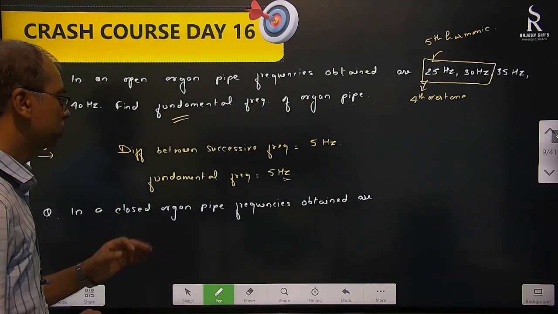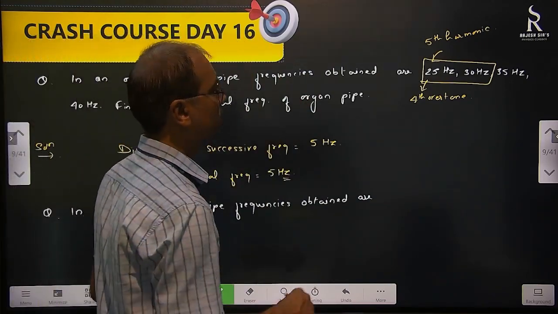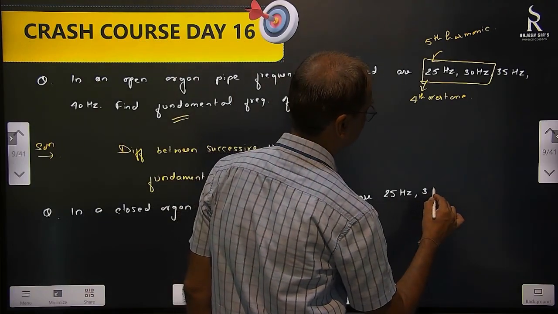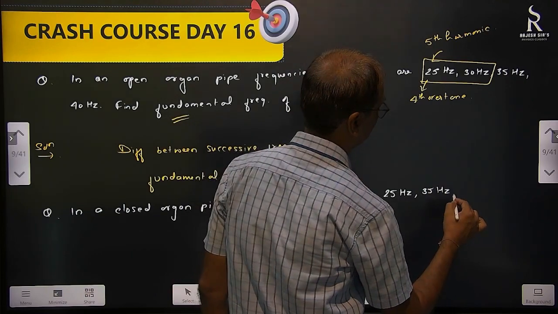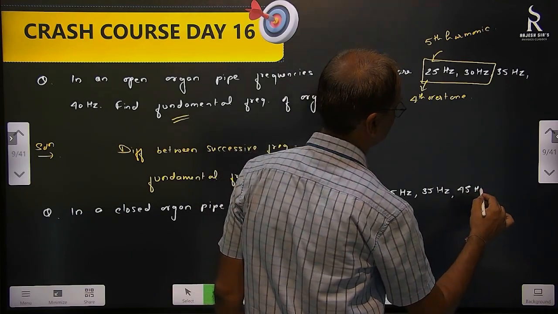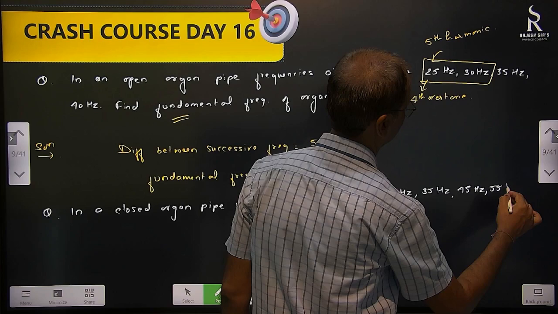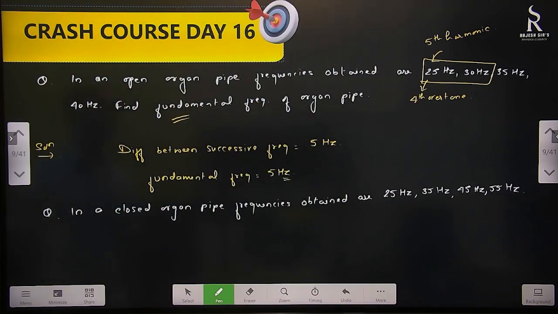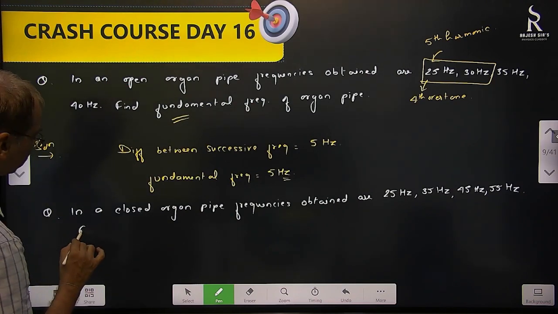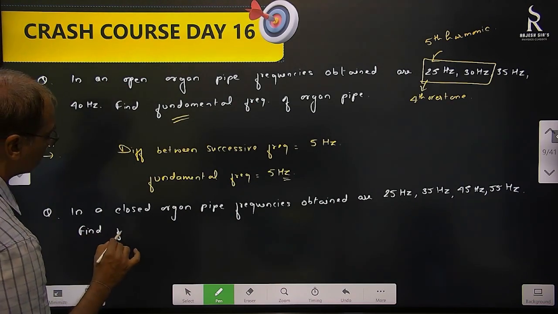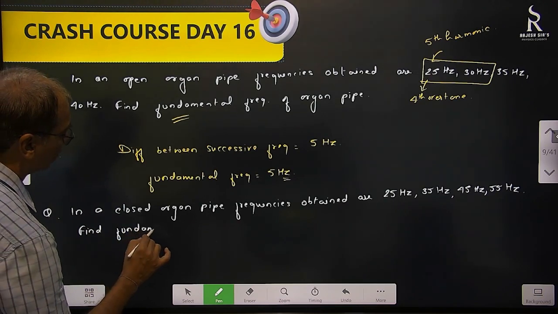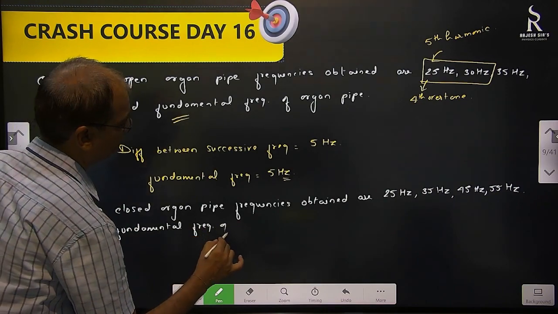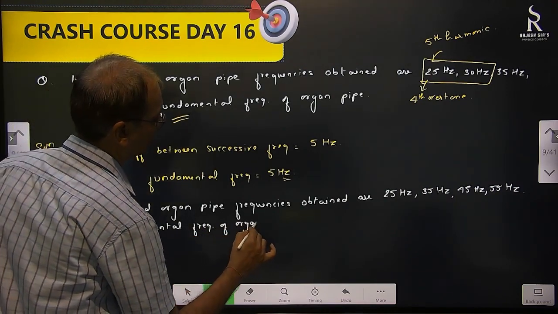So in a closed organ pipe, frequencies obtained are 25 Hz, let's say first one. Then the next one is 35 Hz, then it will be 45 Hz, then 55 Hz, like that. Find the fundamental frequency of the organ pipe.